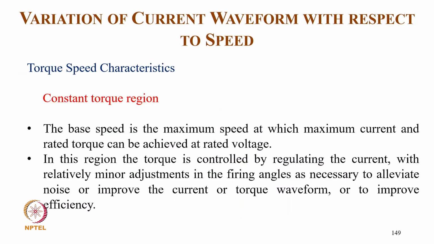Now coming to the torque speed characteristic, the constant torque region. The base speed is the maximum speed at which the maximum current and the rated torque can be achieved at rated voltage. In this region, the torque is controlled by regulating the current with relatively minor adjustment in the firing angles as necessary to reduce the noise, improve the current or torque waveform, or improve efficiency.